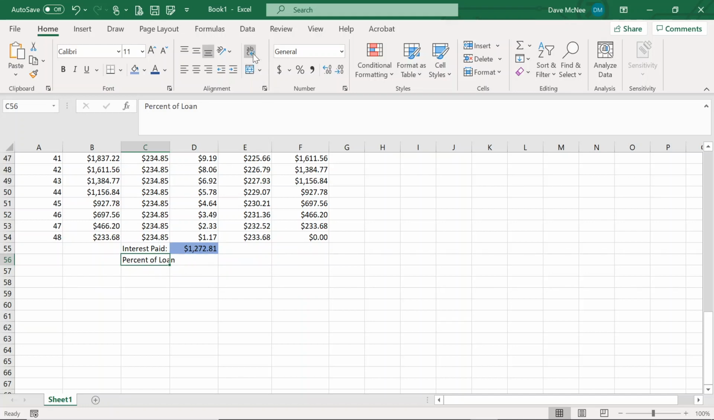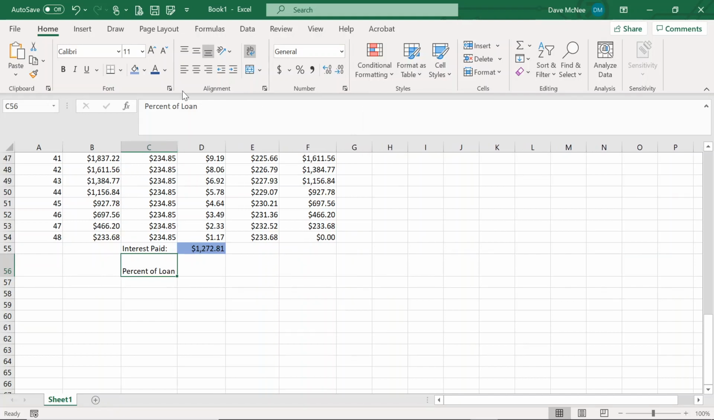Some of you may not like how this is sticking out. What we could do is press this button here, which wraps the text, or we could just extend the column so that it's longer. And there we go. We can center it, press that as well. So percent of loan, and that's going to go in the next column here.